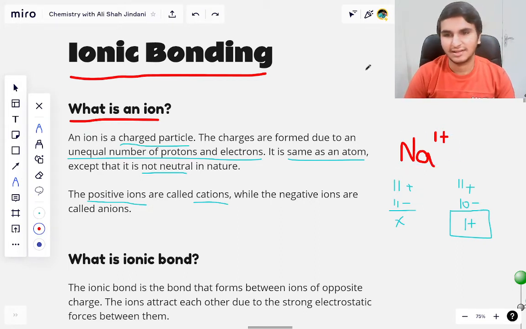Now again, in the case of chlorine, we gained one electron, so we can write Cl 1 minus. Again, you don't have to write this one, it is up to you.